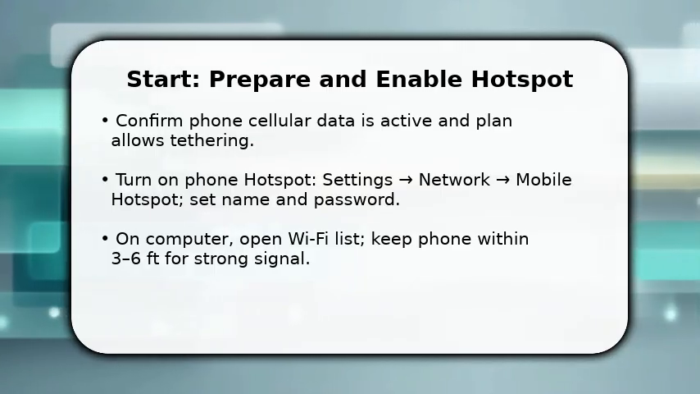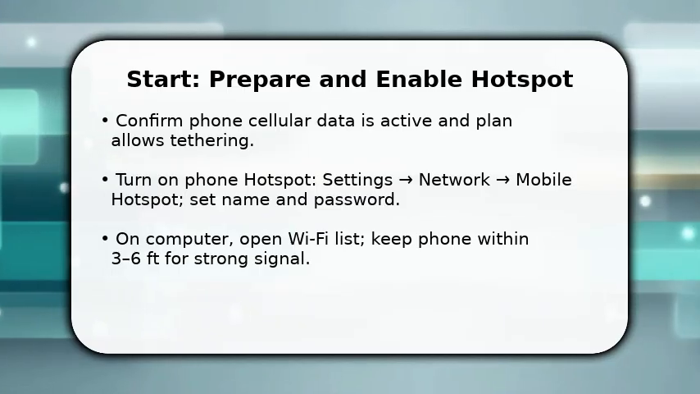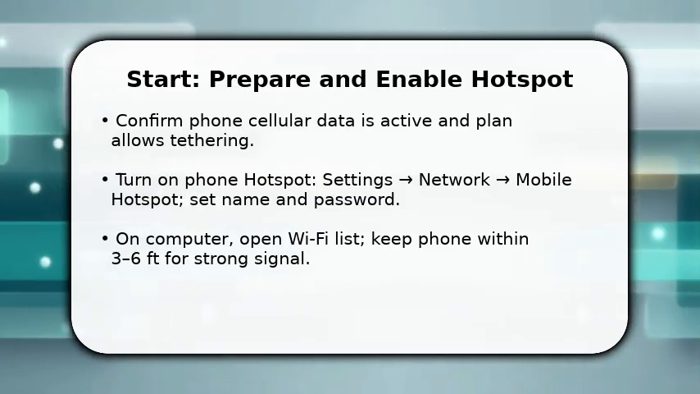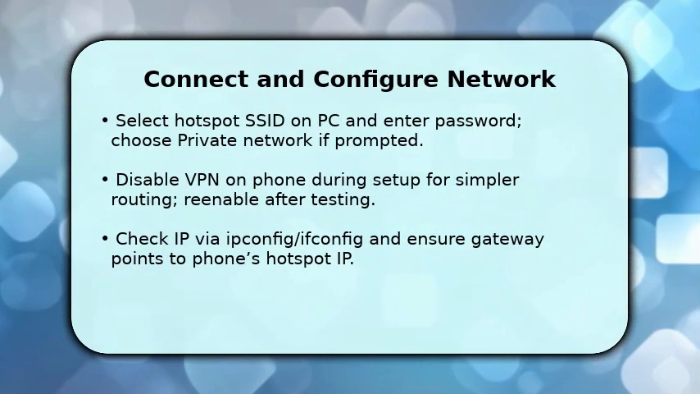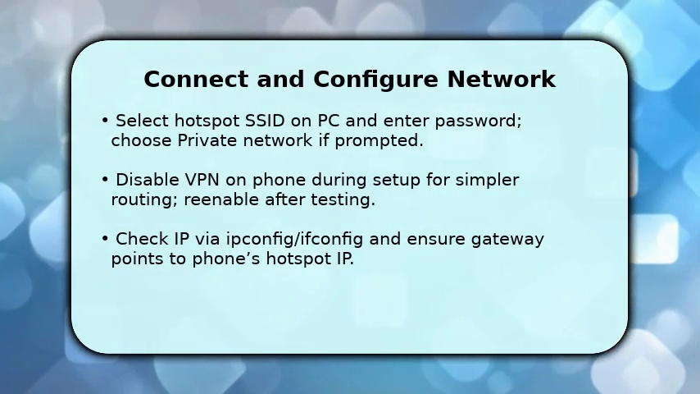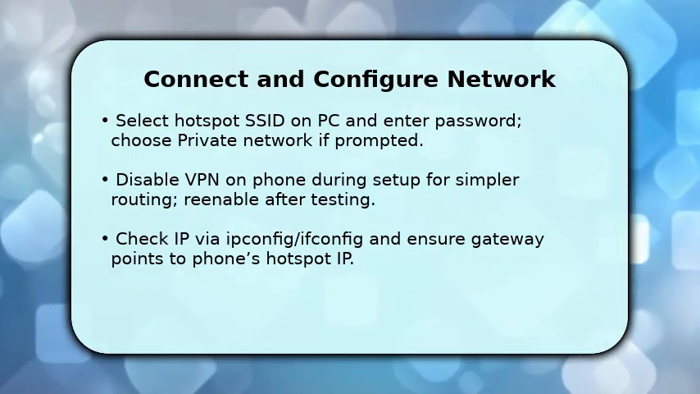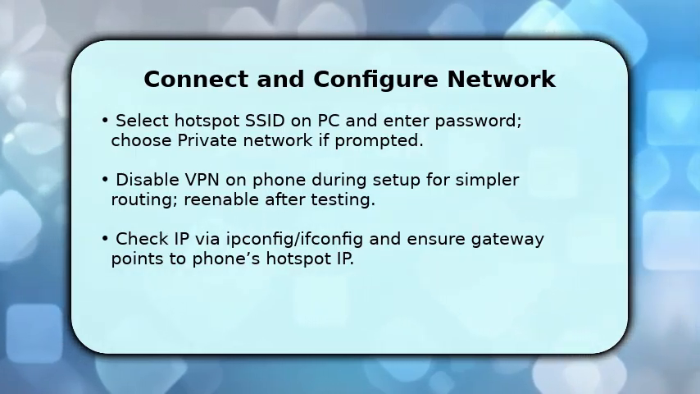Open the Wi-Fi menu and locate the hotspot name you just created. This first step gets the devices visible to each other and secures the link before you proceed. You should now select the hotspot SSID on the computer and enter the password you set. Choose Private Network to allow device discovery if needed.